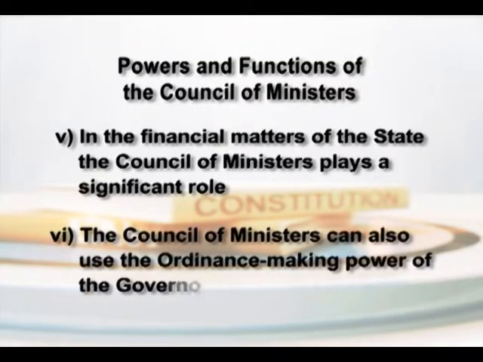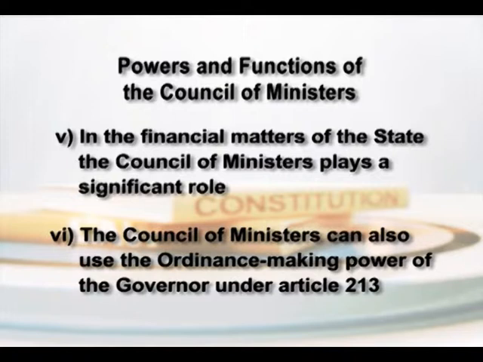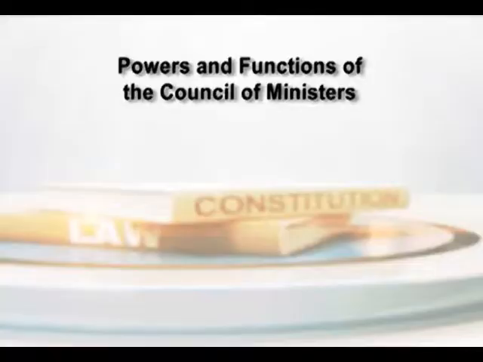Sixthly, other than the regular law-making process, the Council of Ministers can use the ordinance-making power of the governor under Article 213. The governor may promulgate an ordinance when the House is not in session. An ordinance promulgated in such a situation has the same force and effect as any law of the state.